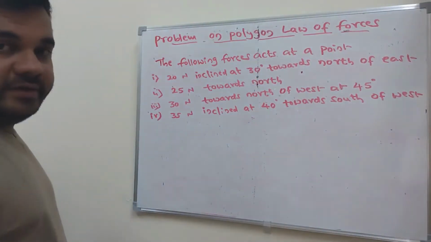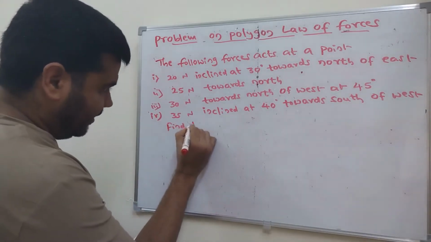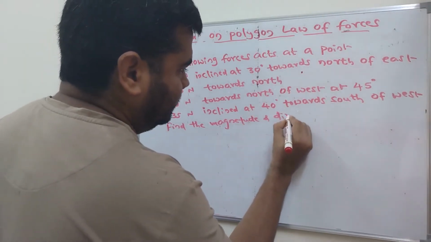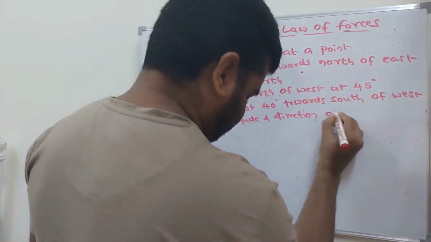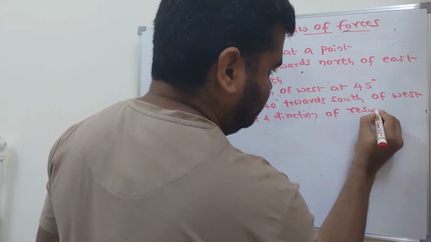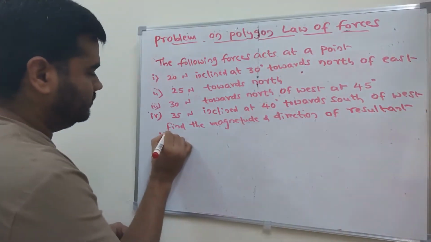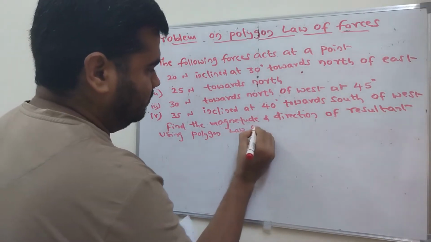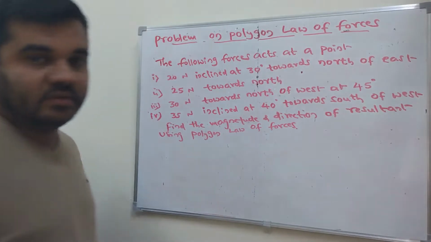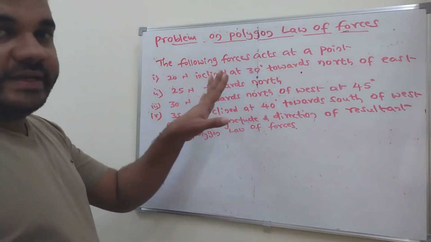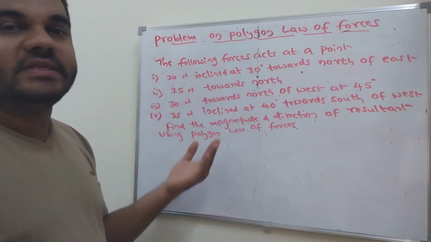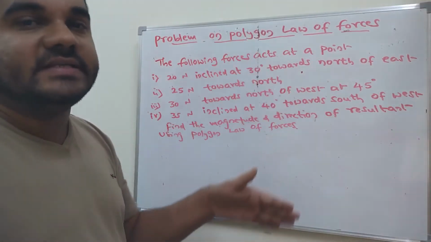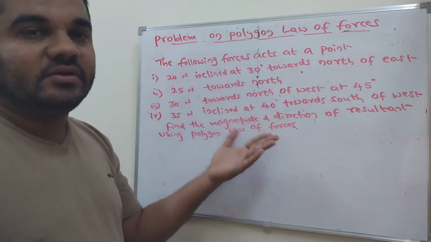Find the magnitude and direction of the resultant using Polygon Law of Forces. Okay, this is the problem here. I'll read it once again. The same problem we solved in the previous video, but by using the resolution method. Now the same problem we'll apply Polygon law, and we need to find the resultant force, because we need to apply different methods to check the resultant here.